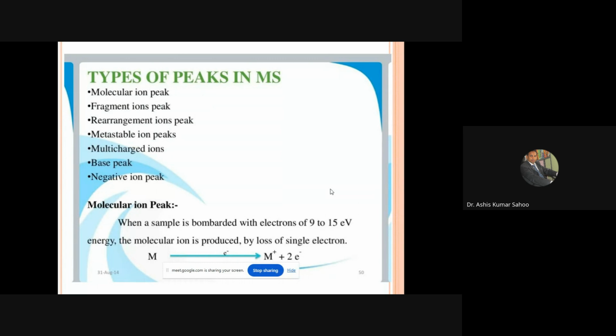So we are talking about different peaks. What is the molecular ion peak? Listen, when a sample is bombarded with electrons of 9 to 15 electron volts, due to loss of one single electron, we get M plus, the molecular ion peak. So we get a positive charge or cation of the molecular mass.